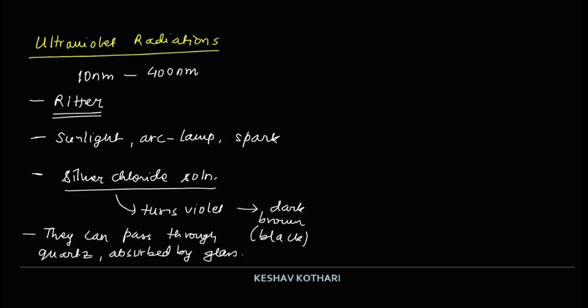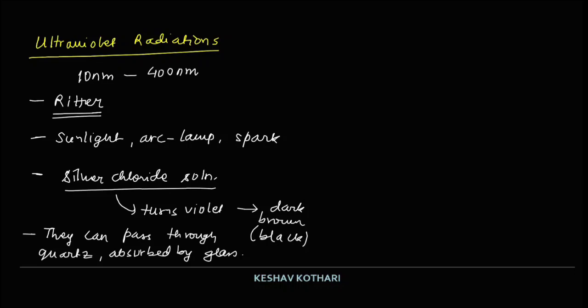If we talk about the usage of ultraviolet radiation, they are used for sterilizing purposes, for detecting the purity of gems, eggs or ghee, and in producing vitamin D in food of plants and animals. So this is the usage of ultraviolet radiation.